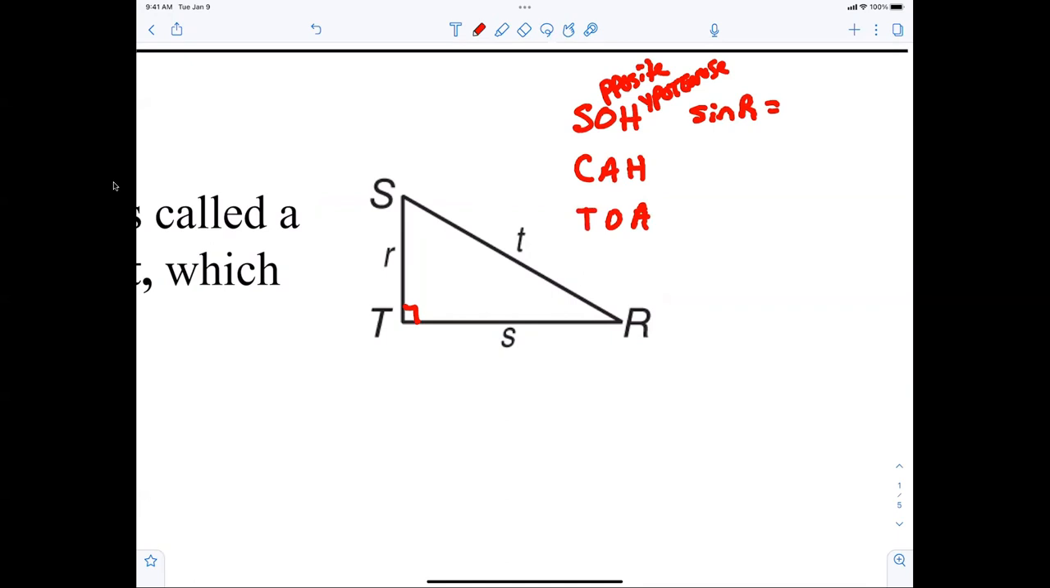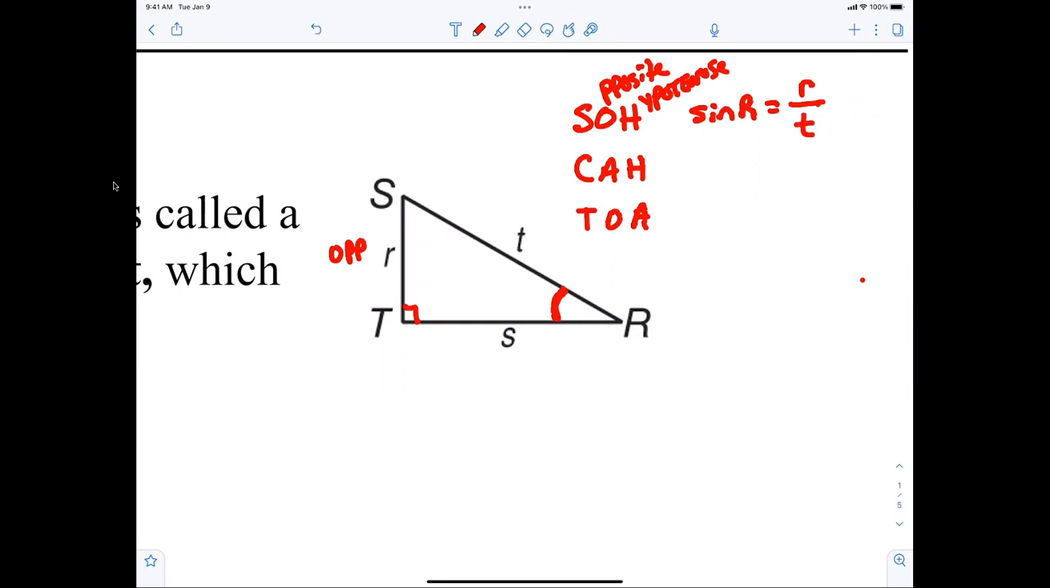So if I was looking at that triangle and I was looking at angle R, what side would be the opposite? R, S, or T? Here is angle R. Which one is opposite? R. This is considered the opposite. So the sine of R is equal to R over, what's the hypotenuse? T. Beautiful.